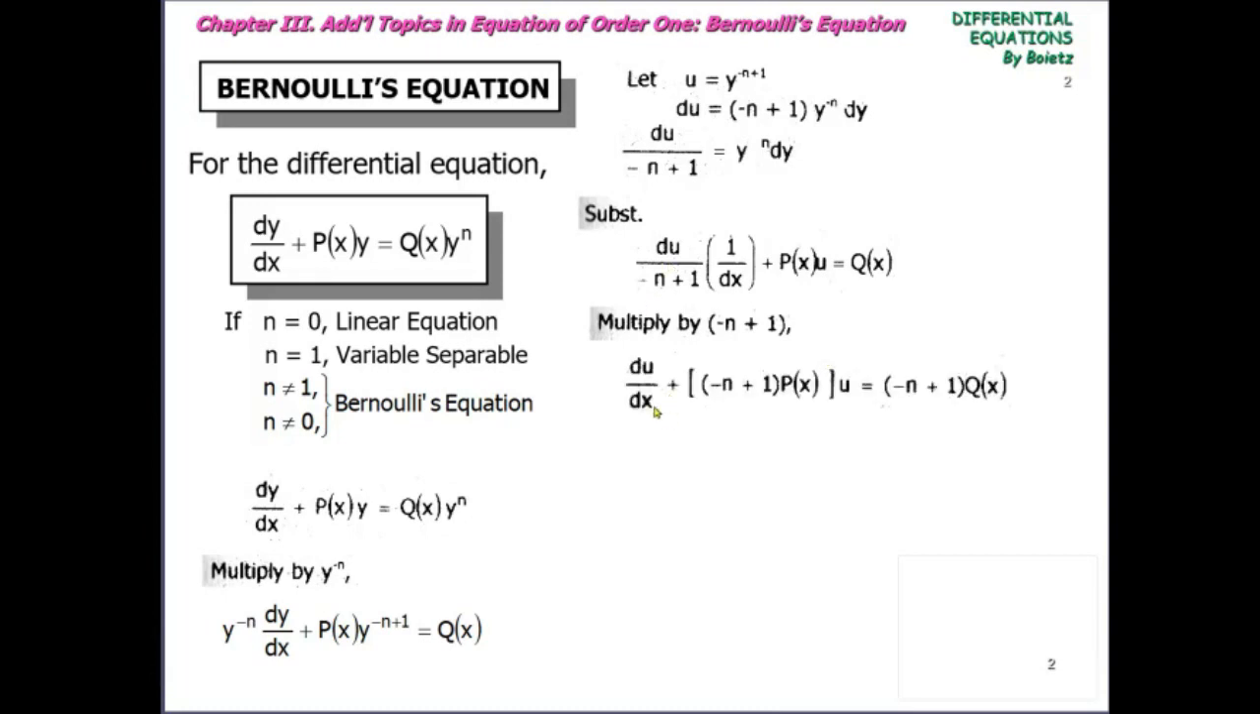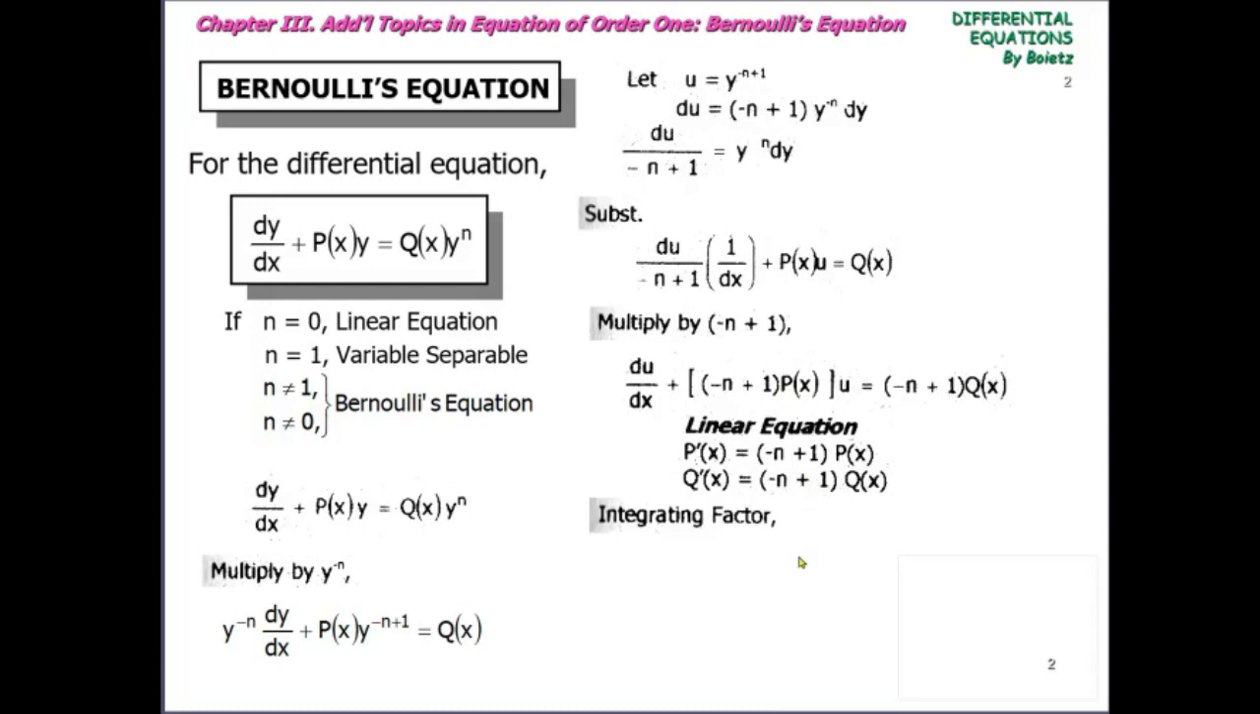Ang lalabas is du over dx plus quantity negative n plus 1 px, then multiplied by u is equal to negative n plus 1 qx. So I will call this p prime x, not a derivative, but instead it's just a variable, and this one is q prime x. Ang lalabas, this will become du over dx plus p prime x u is equal to q prime x. Hindi ba parang linear equation? Parang linear equation siya where p prime x is the coefficient of u, then the right term is q prime x.